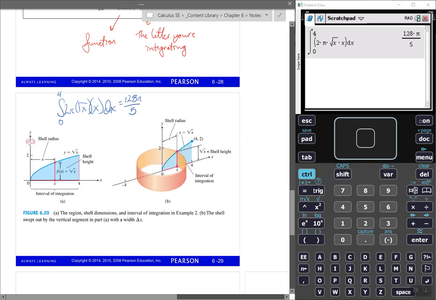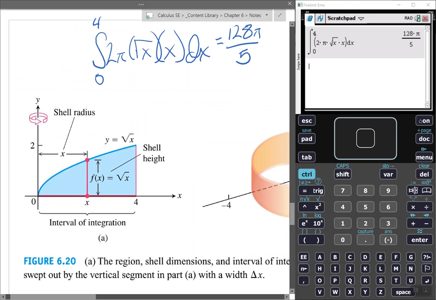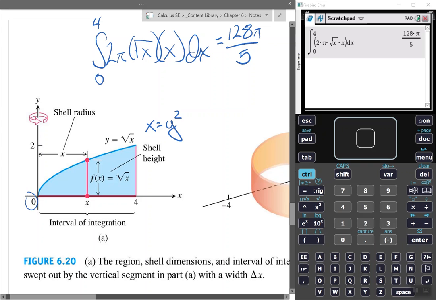Okay, so we've done that, and we got the volume here, and now we're going to verify that it's the same as the washers or disks method. So in order to do the washers and disks method, we need to rearrange the equation to be in the same letter that we're rotating it on. So if we're rotating over the y-axis, to use the washers, we need to make this equation x equals y squared. So we have x equals y squared. We're going to be integrating that now from the y limits, which are 0 to 2.